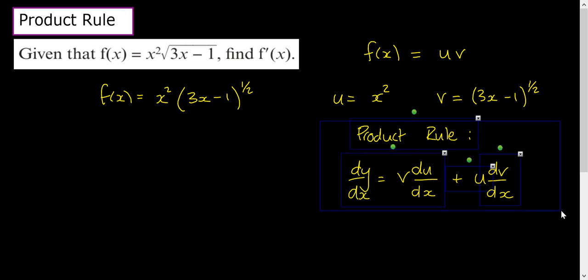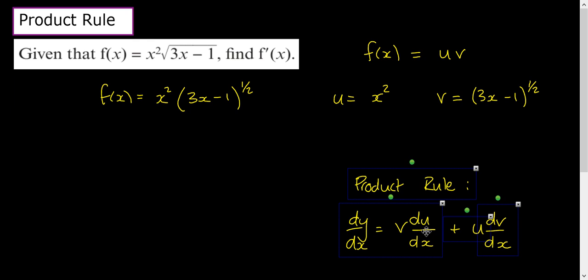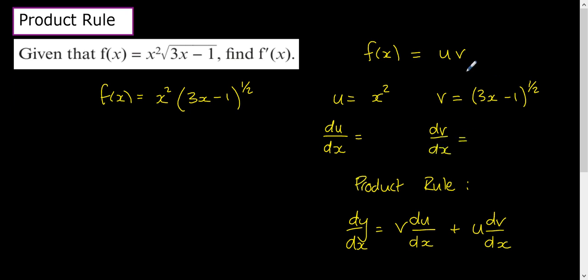So in order to do a product rule question, the first thing you're going to do is write down your u and your v, and the second thing is you're going to work out du by dx and dv by dx. This is always how I lay out my work. These four elements come together to make this rule. So u equals x squared, therefore du by dx is just 2x. v is 3x minus 1 to the power of a half.